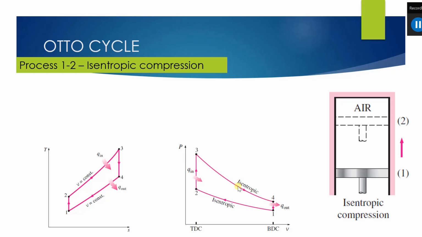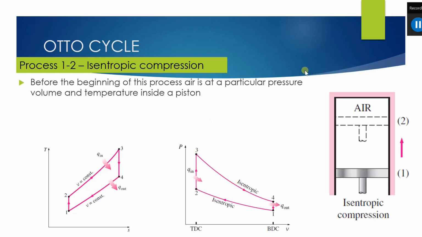The first process, process 1 to 2, is known as the isentropic compression process. Before the beginning of this process, consider a cylinder filled with air, and there is a piston. The piston can move up and down, and because of this movement the air inside the cylinder gets compressed and expanded. Before the process begins, the air is at a particular pressure, temperature, and volume inside the cylinder.